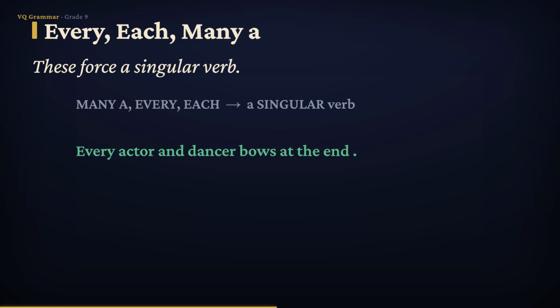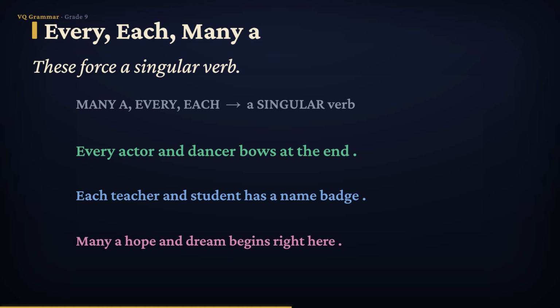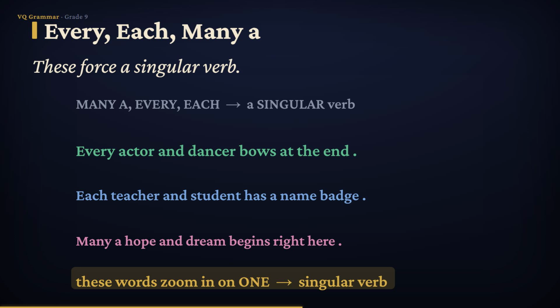Every actor and dancer bows at the end. Even with and in there, we say bows, not bow. Each teacher and student has a name badge, has, not have. And many a hope and dream begins right here. Begins, singular. Why? Because every, each, and many a make you look at the members one at a time, so the verb treats them as one.